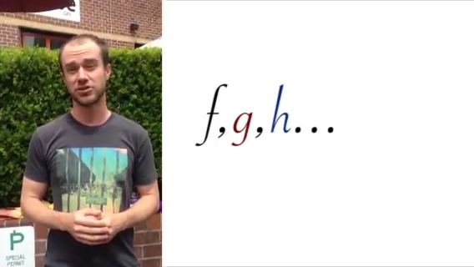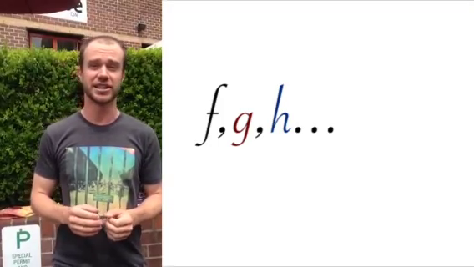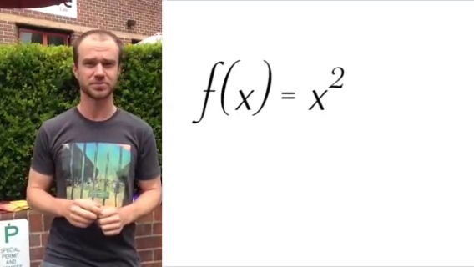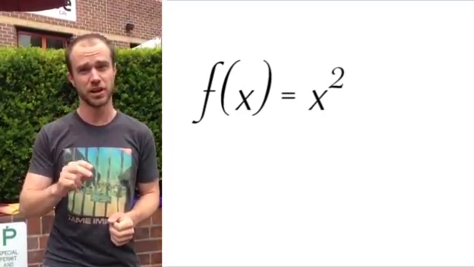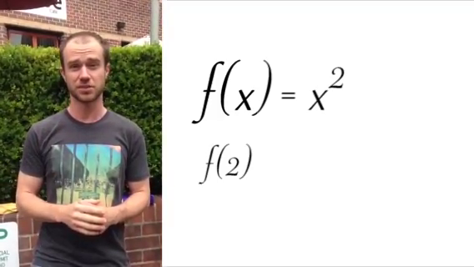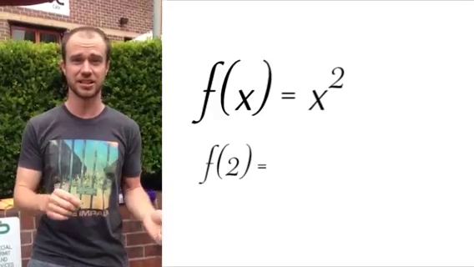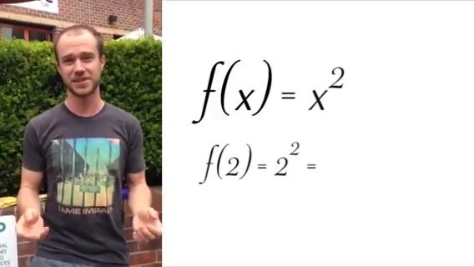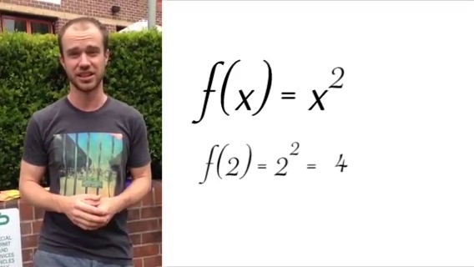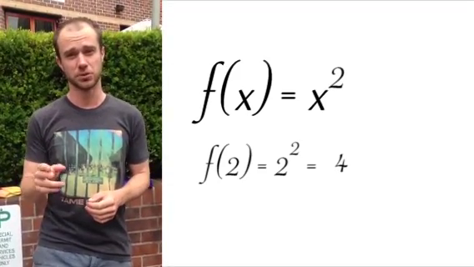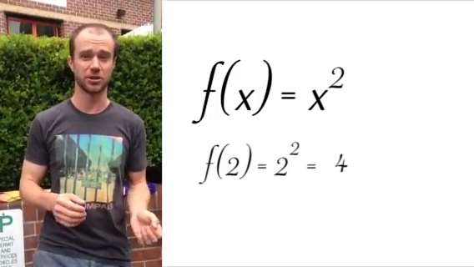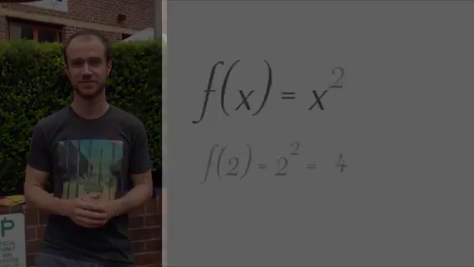For example, we can use the letter f to represent a rule as follows. If f is the rule that squares the number, then when we write f(2), we mean apply the rule f to the number 2. Applying this rule gives f(2) = 2^2, which leaves us with the answer 4. So to sum that up, a function f is a rule that assigns to each element x in set A exactly one element called f(x) in a set B.